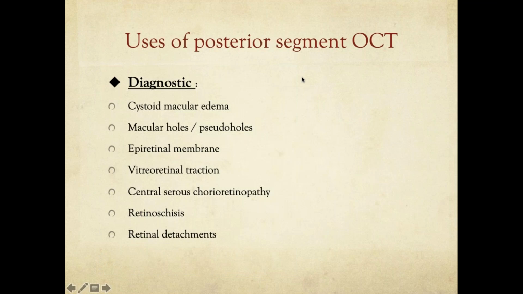So the uses of the posterior segment OCT, we all know, are cystoid macular edema, macular holes, pseudoholes, epiretinal membrane, vitreoretinal traction, central serous choroidopathies, retinoschisis, and retinal detachments. To diagnose cystoid macular edema, you have to know where you suspect it to form. It can range from inflammatory, traumatic, metabolic, right? Even post-cataract surgeries and all of those things.